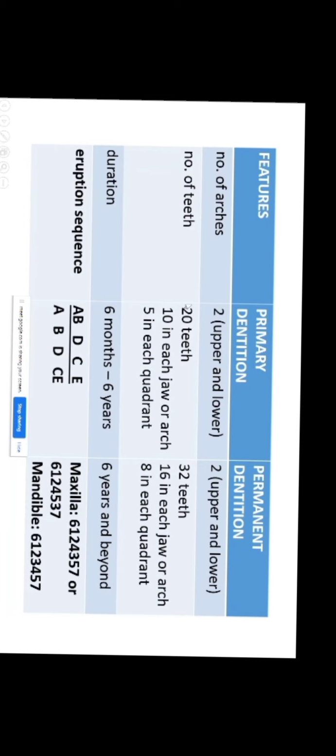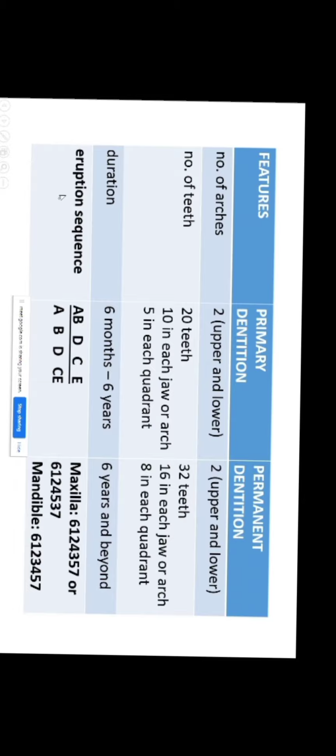For the duration, the primary dentition will erupt at 6 months. So normally at 6 months old, the child will grow teeth. You have 6 months until 6 years. The permanent dentition is from 6 years and beyond. It depends on when the teeth fall out or are exfoliated. So from 6 years and beyond.